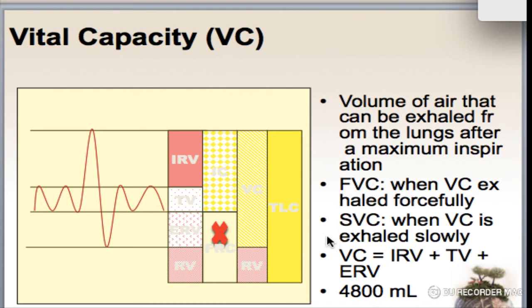Vital capacity is composed of your inspiratory reserve volume plus your tidal volume plus your expiratory reserve volume. This is the component of the vital capacity, particularly the forced vital capacity. We have two types of vital capacity, the forced and slow vital capacity. The total content of your VC is 4,800 ml.